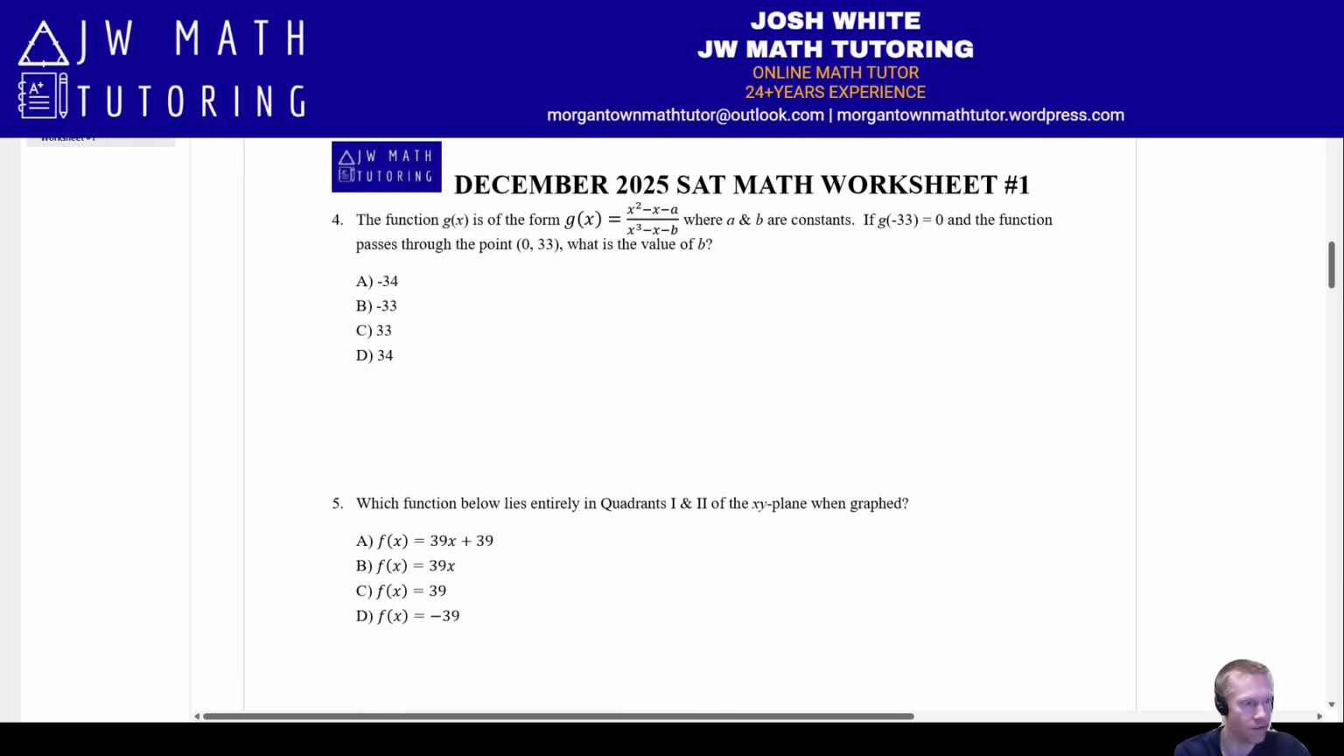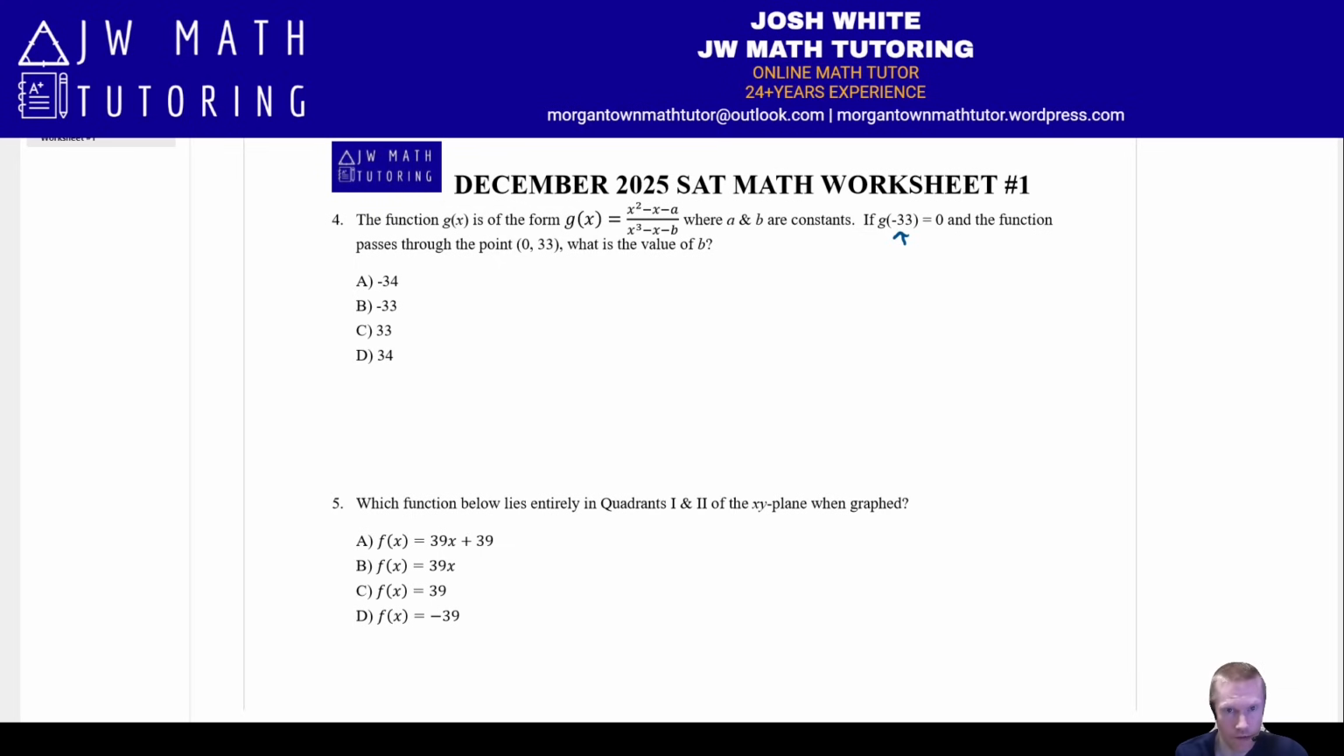All right, let's go to the top of the next page. Here we have question number 4. We have a rational function. We're given 2 points. What is the value of b for this function? A is a constant, b is a constant. First I'll show you how to do this by hand, and then after that we will go straight to Desmos. So let's look at this first thing.